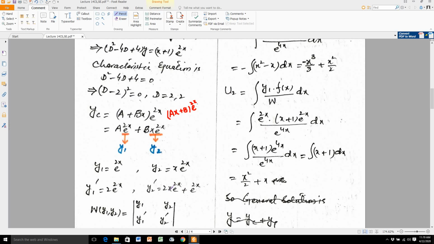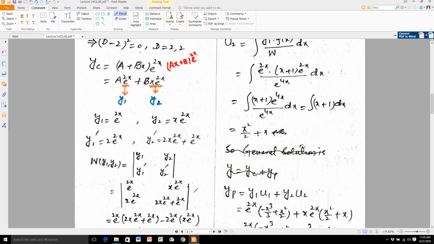So you get y2 prime is equal to 2x e raised to the power 2x plus e raised to the power 2x. Here we find the Wronskian W, based on the two solutions y1, y2. Here y1 y2 and then y1 prime y2 prime. You do not try to disturb this order. Here you write y1, then beneath this you write its prime, then y2, then y2 prime.